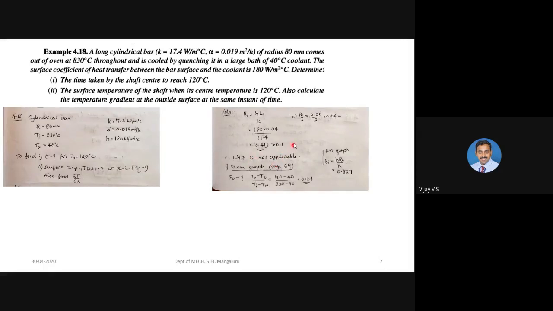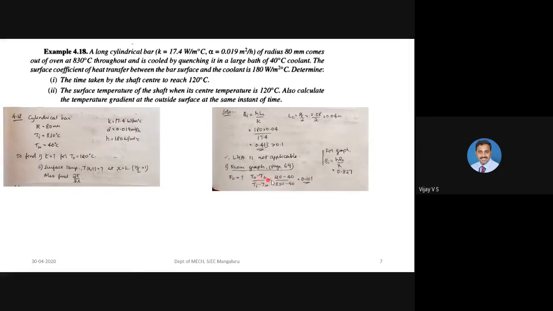Now, this Biot number hLc by k, this formula you should use only to check the lumped heat analysis. But when you go for the graph, the Biot number is h R naught by k. So when you use the graph, you have to change the Biot number to h R naught by k. This is one thing you have to remember. Therefore, the value of Biot number will change to 0.827. Now I should go to the graph of the long cylinder, page number 69.